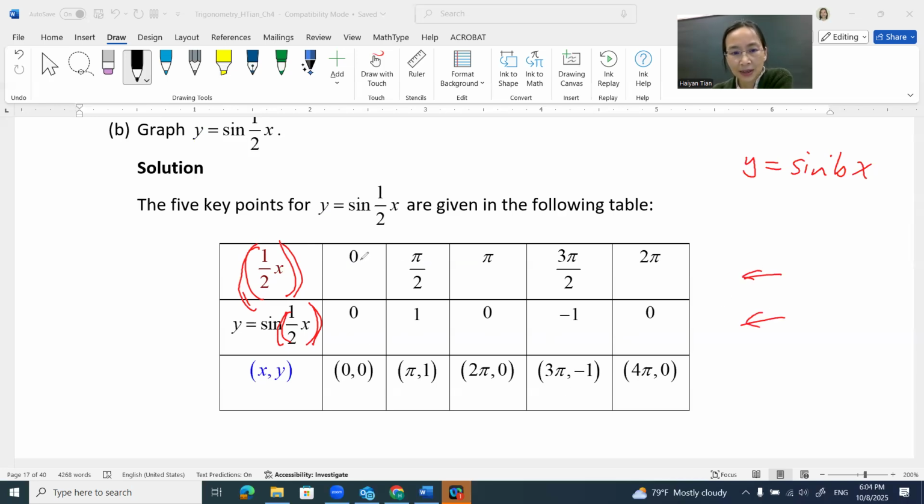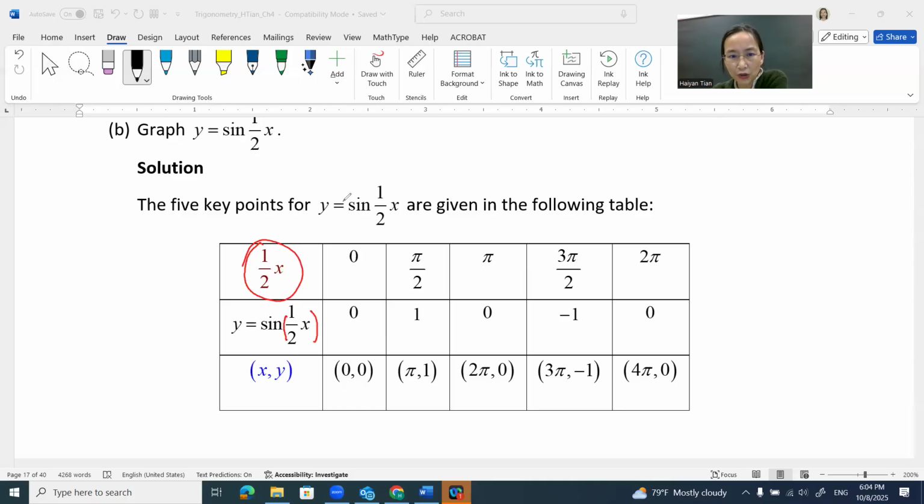And then for each, when half of x is 0, the sine of that input will be 0. When the input value, let's call this half of x, is half of pi... I mean, when it is pi over 2, then the sine value will be 1. So you just do the same thing, except this is the input and that is the corresponding output, considering the input variable as half of x.